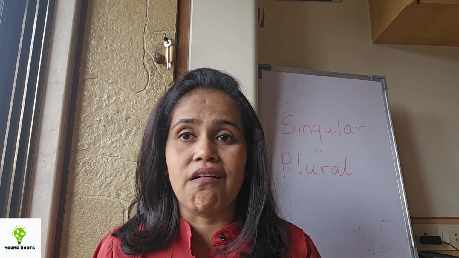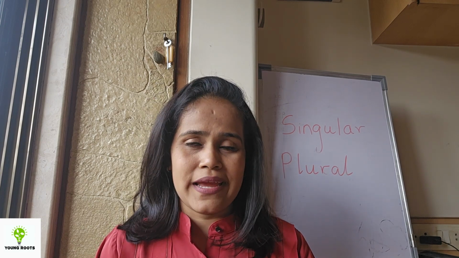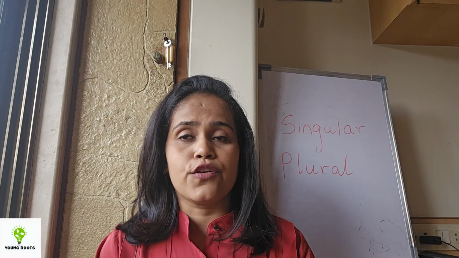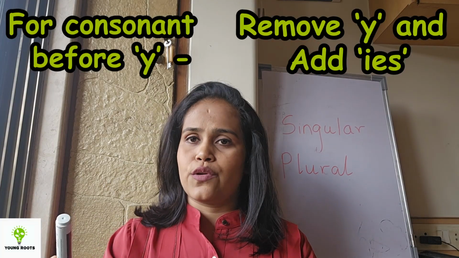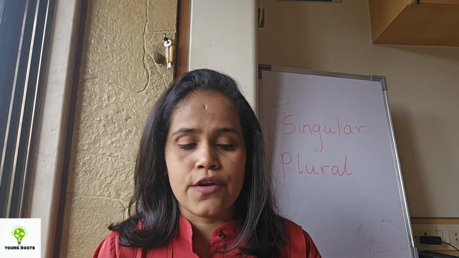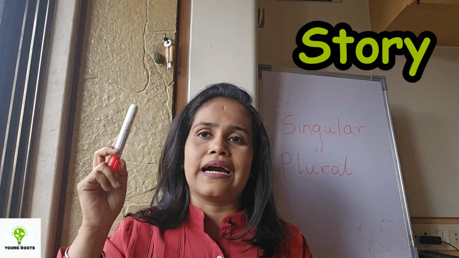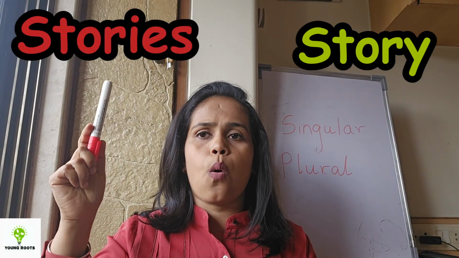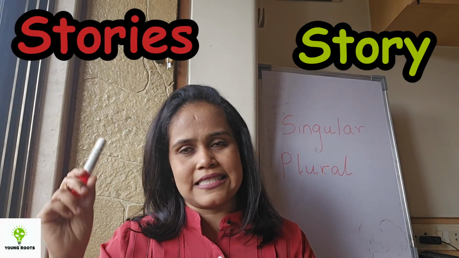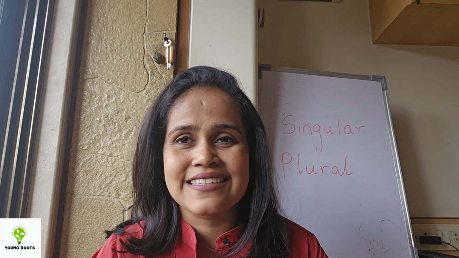But if it's a consonant before the Y, then you have to first remove the Y and add I-E-S. For example, story. S-T-O-R-Y. So it has a Y and then it has an R. So you remove the Y and you add I-E-S. So S-T-O-R-I-E-S. Stories. Isn't it very simple? The rules are very simple.